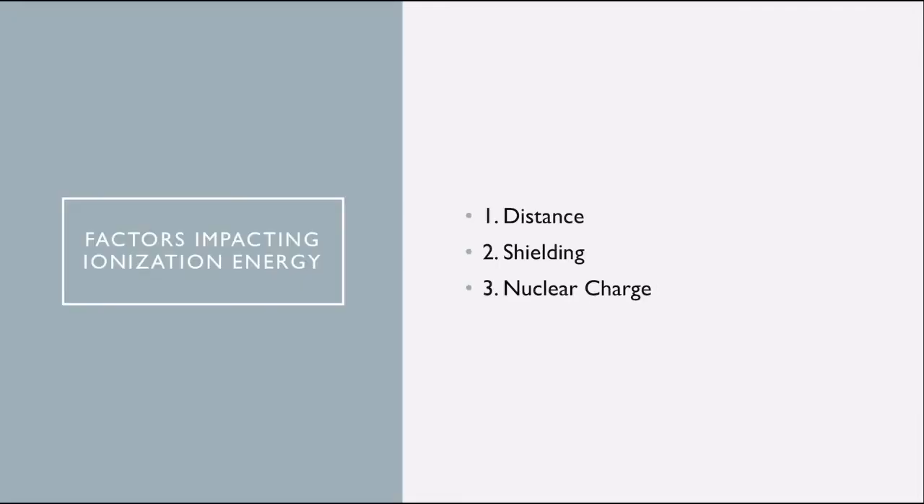Now, there are 3 factors that impact ionization energy. Firstly is distance. As the distance from the nucleus increases, ionization energy decreases. Next is shielding. Electrons that are shielded or further away from the nucleus have a decreased ionization energy. So with an increase in shielding, there is a decrease in ionization energy. Lastly is nuclear charge. As the charge increases, the ionization energy increases as well.